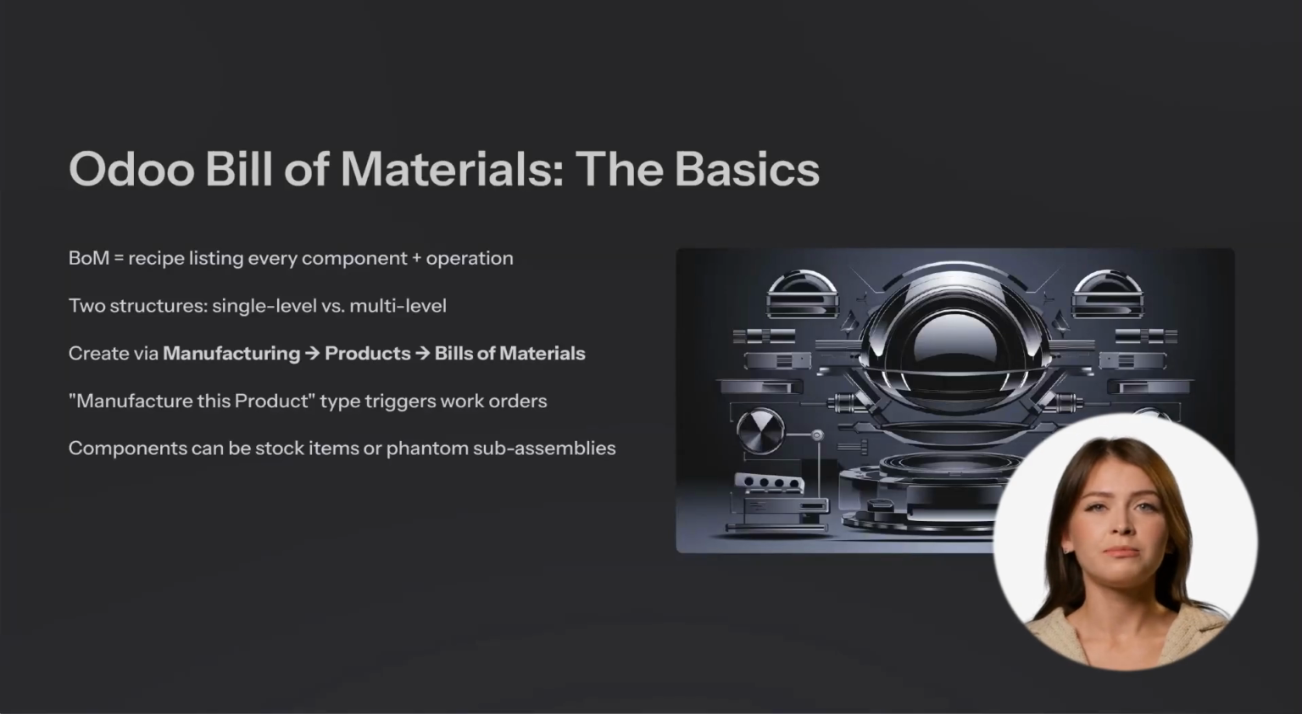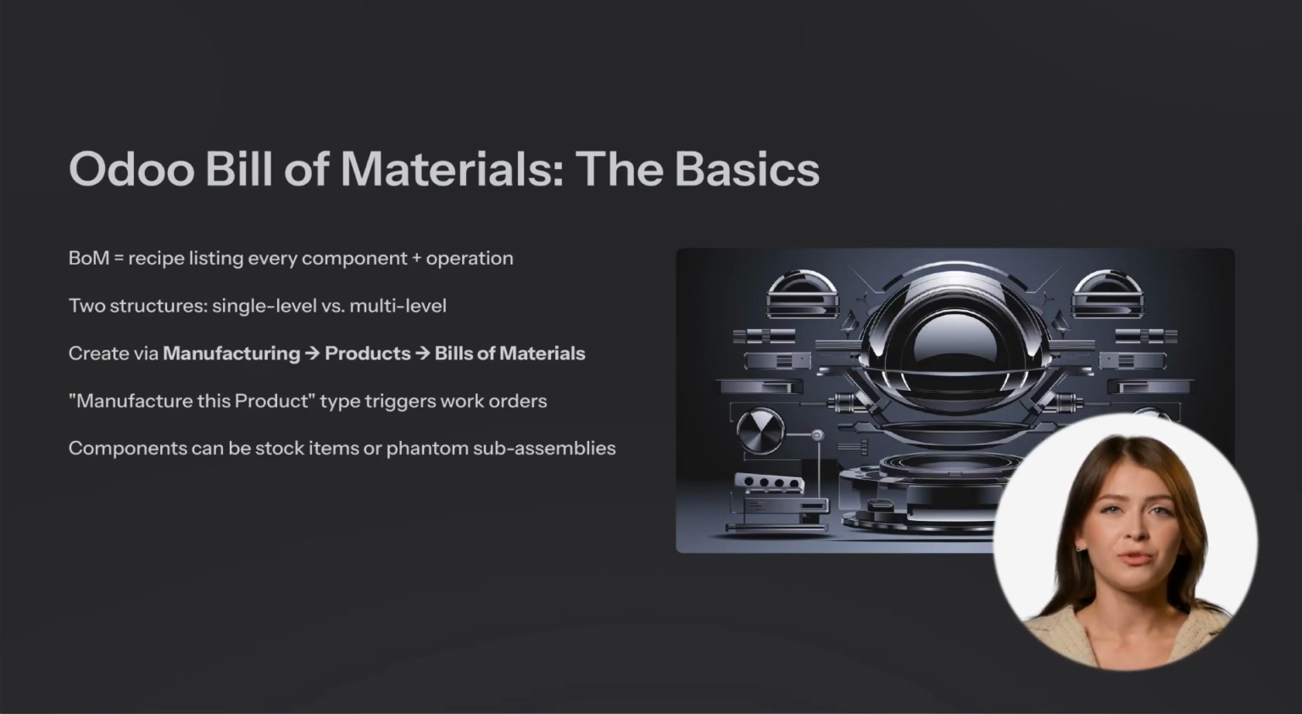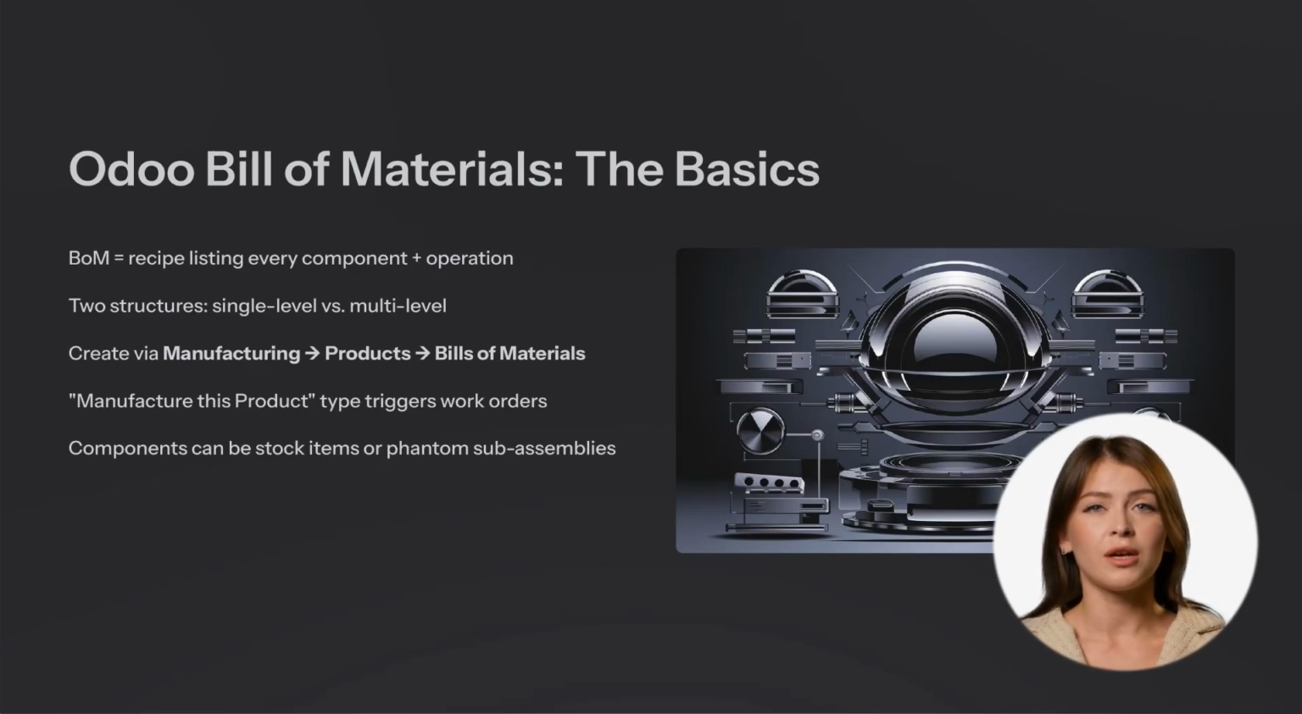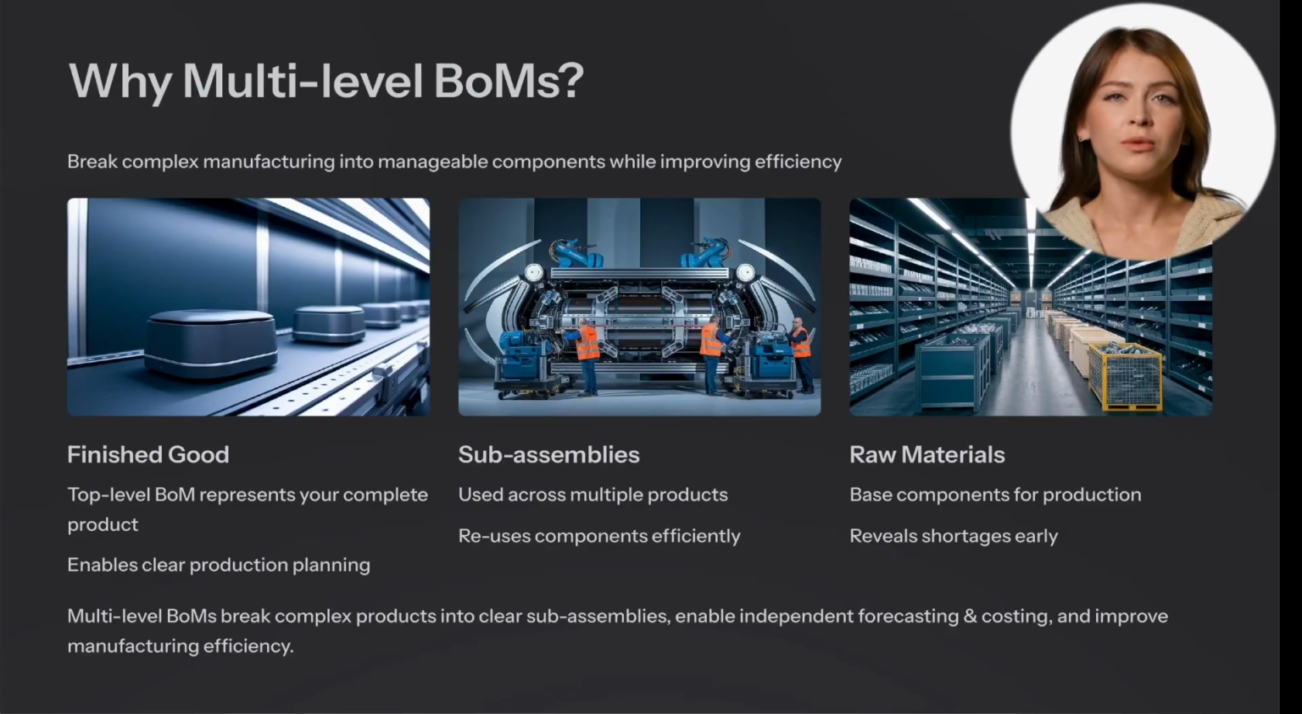Manufacturing is complex, but your tools shouldn't be. In this quick guide, let's explore how Odoo's bill of materials can simplify your production process, automate scheduling, and give you full control from raw material to finished product. A bill of materials, or BoM, is your product's recipe. It includes every component and operation required to build a product.